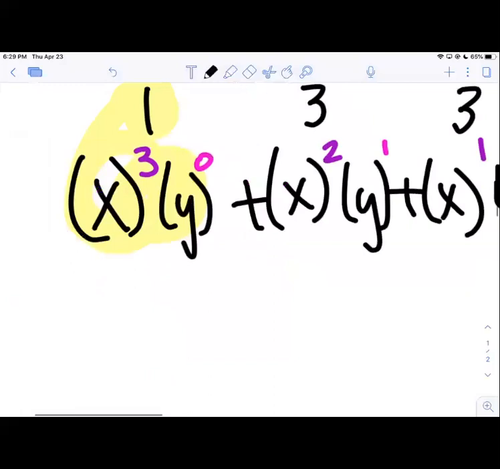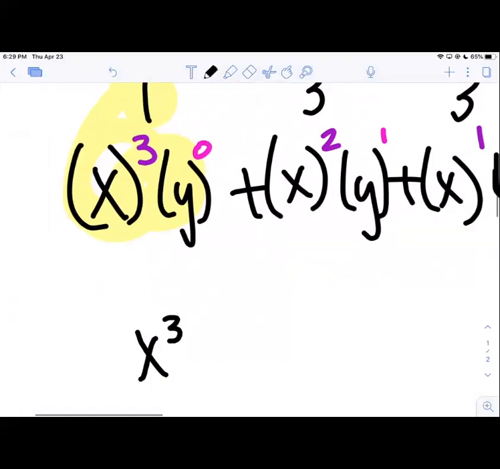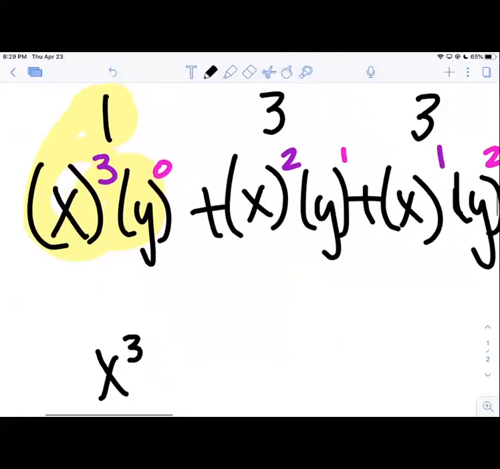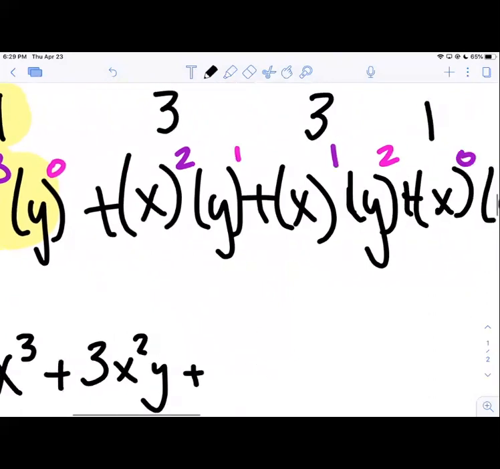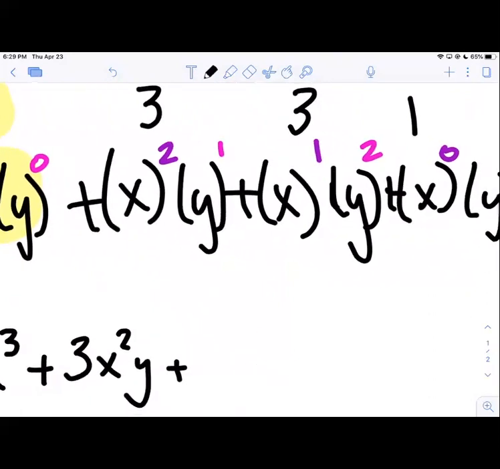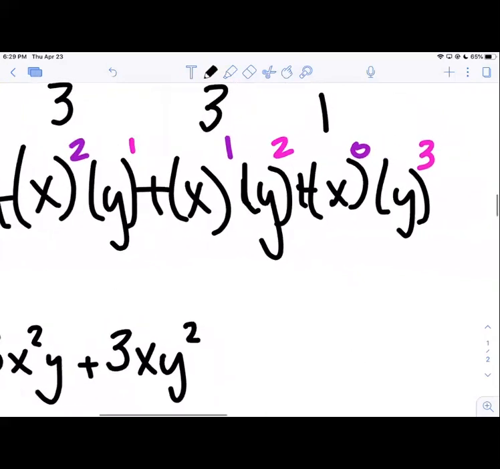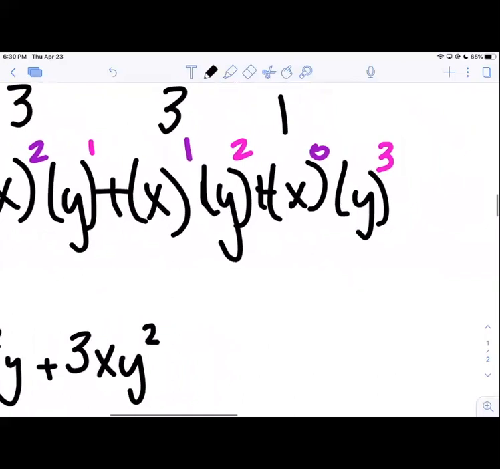So as I carry them down, I've got 1 times x to the third times y to the 0. Well, that's just x to the third. Now I've got 3 times x squared times y. That just all runs together straight across. 3x squared y. Then I've got 3x to the first, y to the second, 3x y squared. We assume that the square only goes with the y, that's why it's okay to write it like that. And then last, I have 1 times x to the 0 times y to the third. Well, that's simply y to the third.